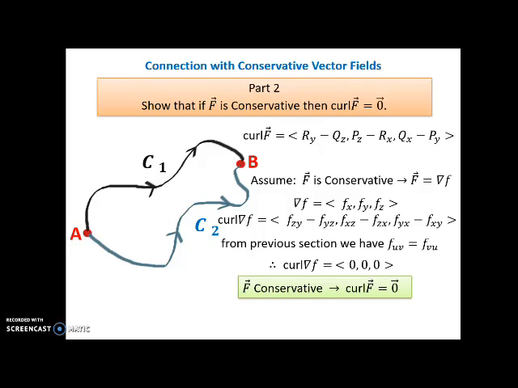So now we've proved it both ways, and we can state that the curl of vector field f is the 0 vector if and only if f is conservative. Ta-da!